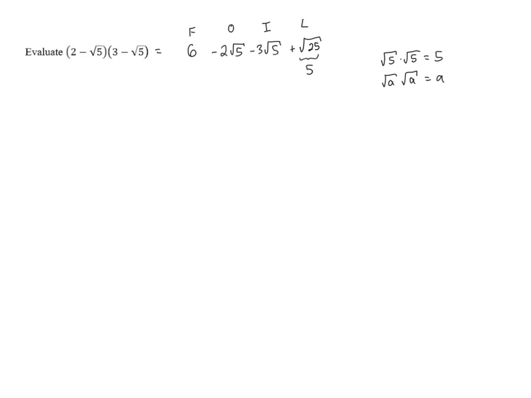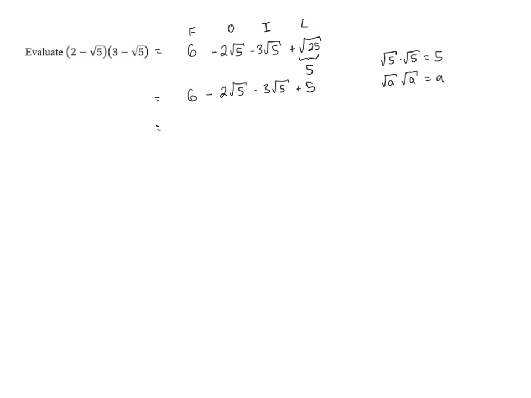So some of you might actually skip this step, and instead of writing the square root of 25, you might just write 5 there. So some people might just write 6 minus 2 root 5 minus 3 root 5 plus 5. You can either do this as a first step and then evaluate the square root of 25 to be 5, or you could jump straight here if you're confident for that.